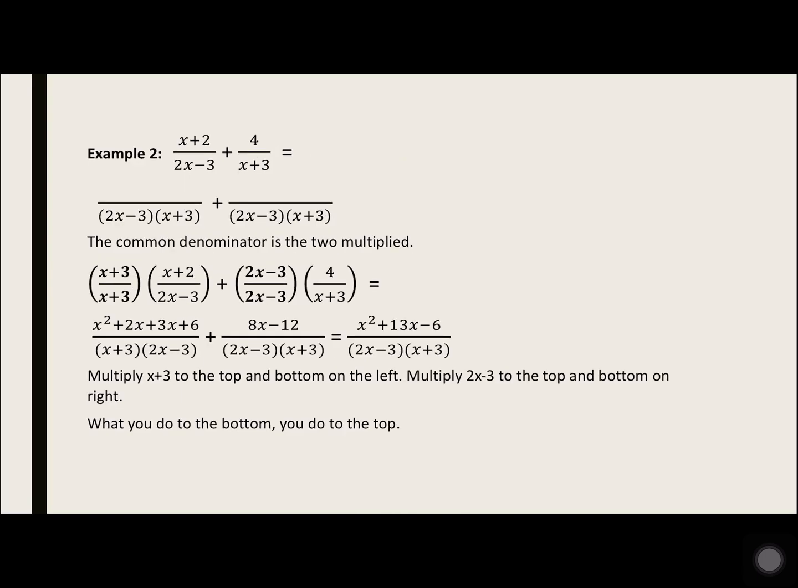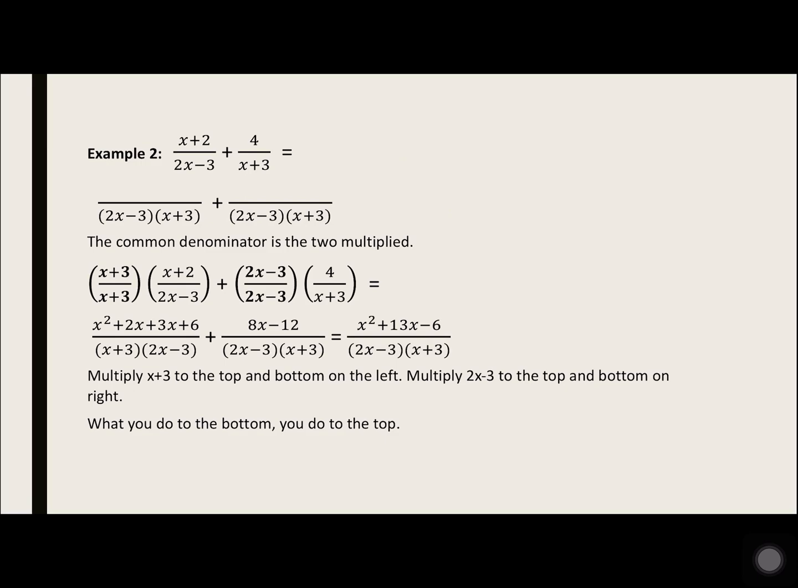Example 2. (x plus 2) divided by (2x minus 3) plus 4 over (x plus 3). The common denominator is the two multiplied. So I'm just going to have the two multiplied together. Now see what multiplies in. On the left, x plus 3 gets multiplied in the top and bottom because it's new. On the right, x plus 3 was already there, so we're going to multiply in 2x minus 3 to the top and bottom.